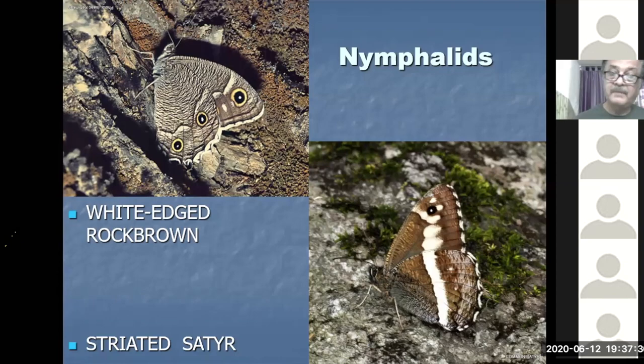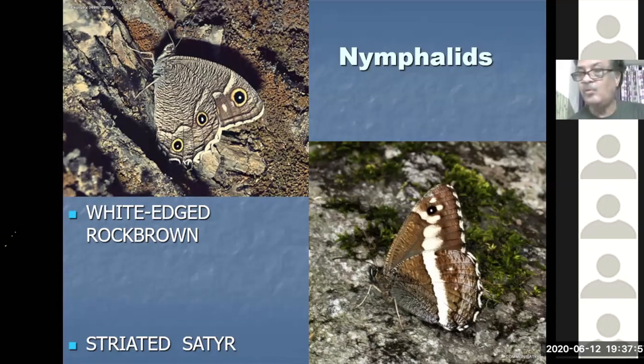And this satyr has got a habit of basking in a different way. Usually butterflies need to bask because they're cold-blooded creatures. So they have to absorb the warmth of the sunlight. They open their wings like a solar cooker to absorb the heat. But this guy, the satyr, actually tilts on one side.